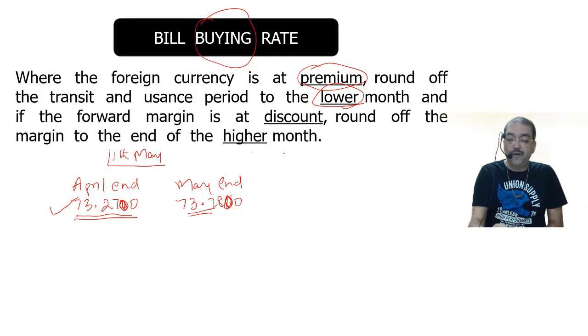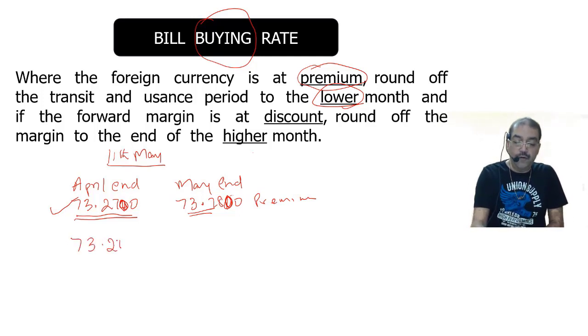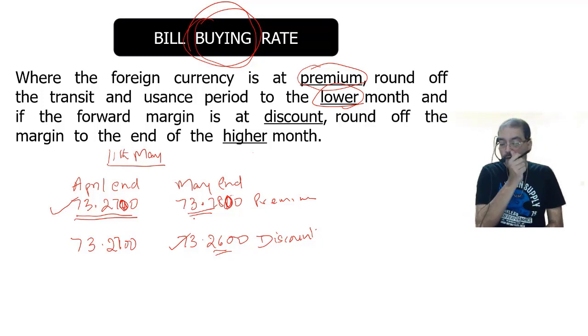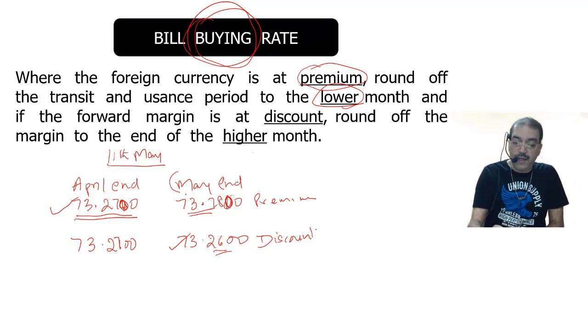Now, if the forward margin is at discount, so this was a premium. If the forward margin is at discount, say the April end rate is 73.2700 and the May end rate is 73.2600. Forward is at discount. Bank is always going to buy, it's a buying rate. Bank is always going to buy at the lower rate. Which is the lower rate? This is the lower rate. And what is the month end? May end, higher month. Forward at discount, then higher month. Forward at premium, then lower month.